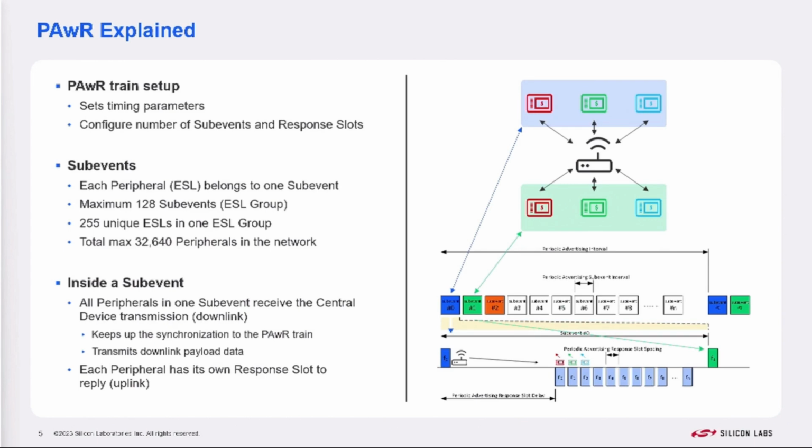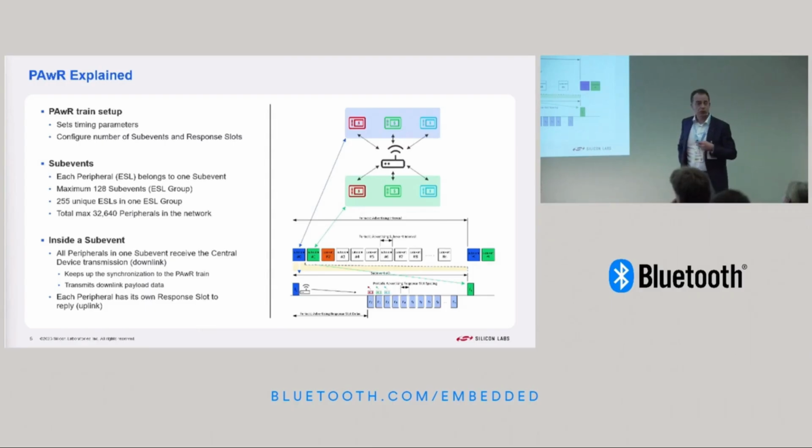In the context of ESL, we would call those sub-events groups. And every sub-event can address 255 unique devices. So you can do the math. So now we have the number. When I started, I said you have thousands of devices, but you can actually address more than 32,000 devices from one single access point to utilize the PAWR method.